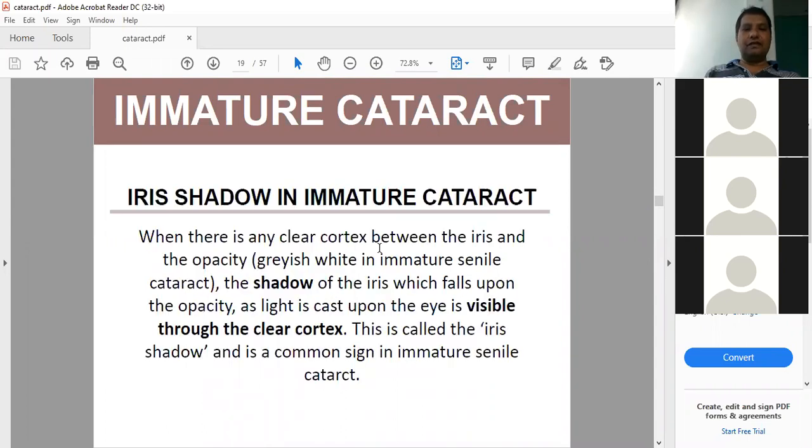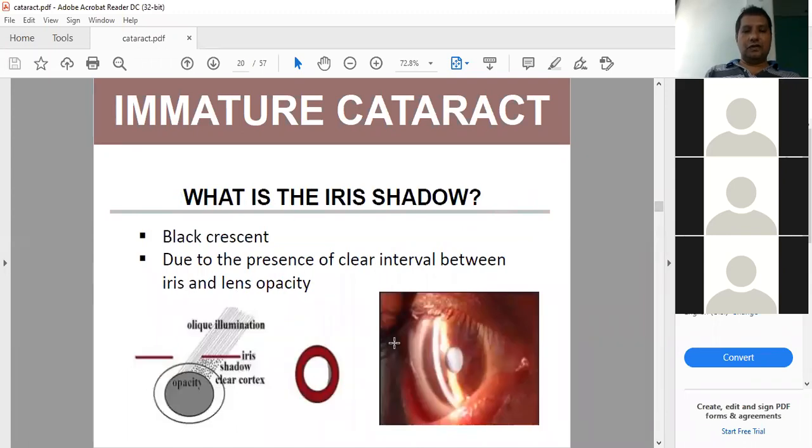When there is a clear cortex between the iris and the opacity, the shadow of the iris which falls upon the opacity will be seen through the clear cortex, and this is called iris shadow. This is a very common sign in immature senile cataract. Basically, we can see the shadow of the iris at the pupillary margin cast on the lens. This is because of the presence of a clear interval between the iris and the lens opacity.